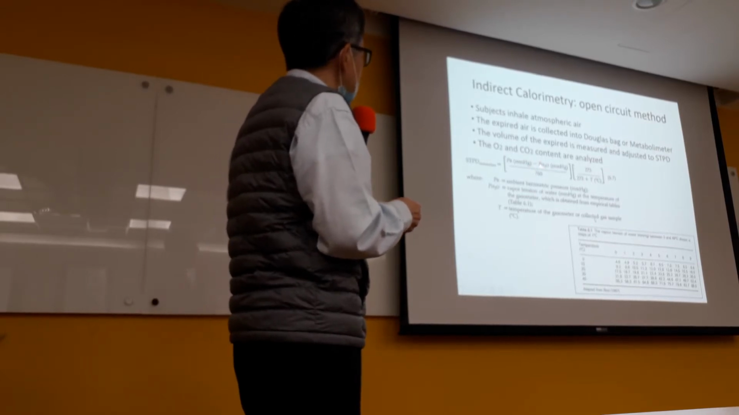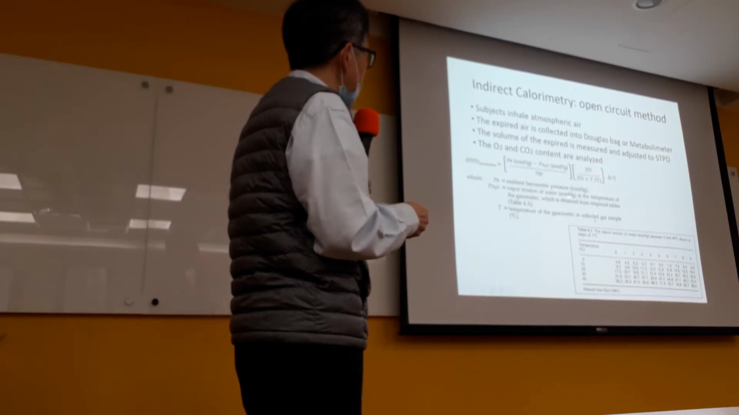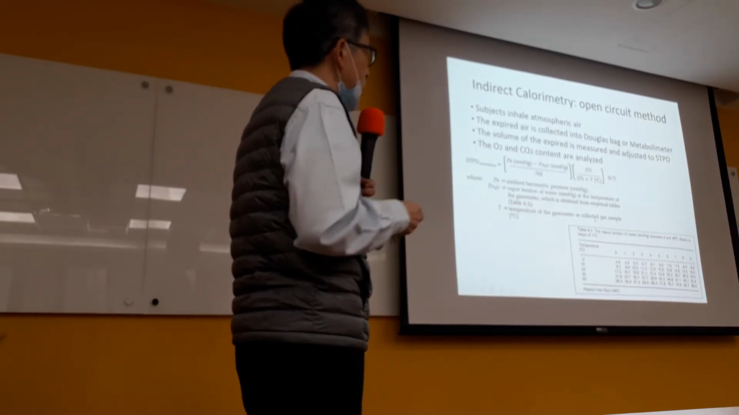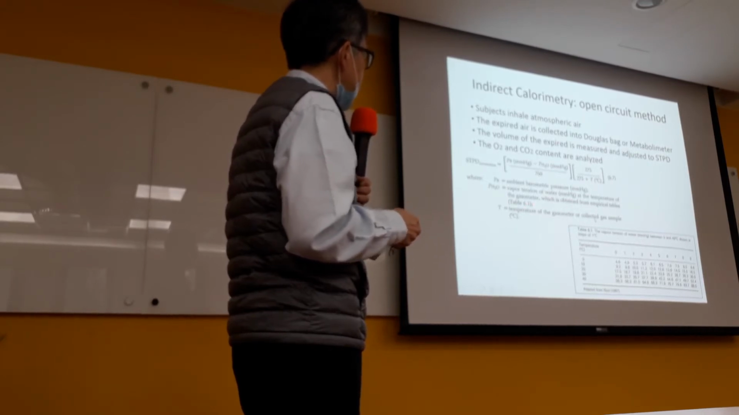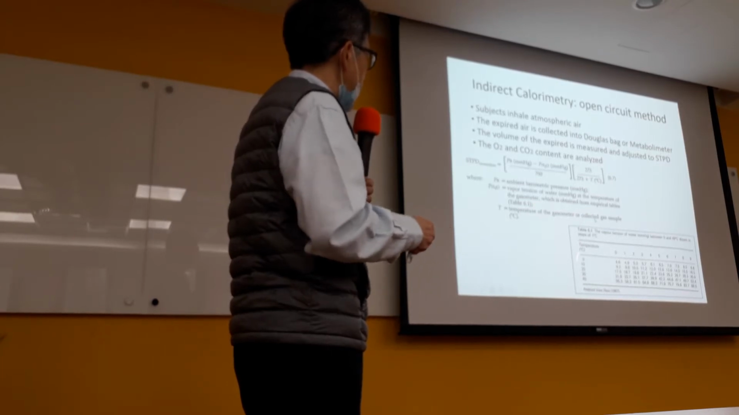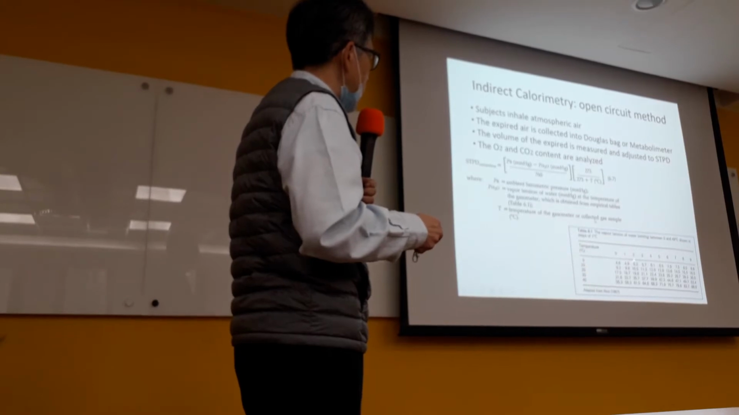And how about the water pressure? Water pressure is the vapor tension of water at the temperature of the gasometer. Gasometer is the device which measures the volume of the air, which is obtained from the empirical tables. Okay. So here, this is a table. At different temperatures, for example, 12 degrees, the vapor pressure is 10.5. Okay, 25 degrees, the vapor pressure is 23.5.